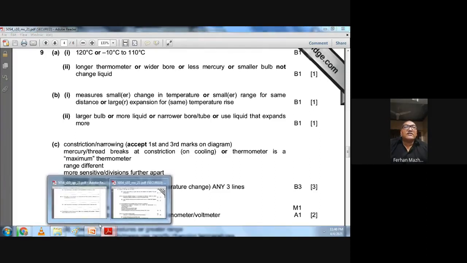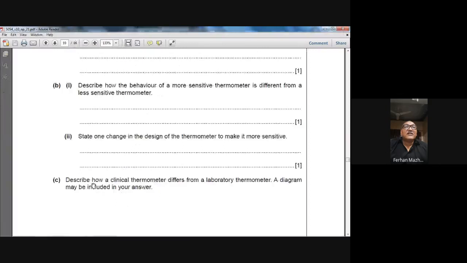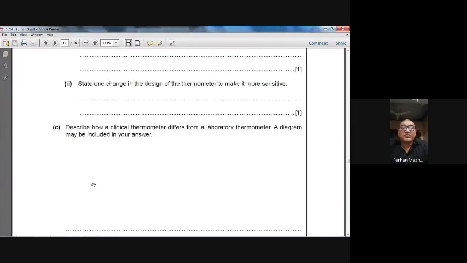Okay, so we are moving to the next part. It says state one change in the design of the thermometer to make it more sensitive. A very, very famous question. If you want the thermometer to be more sensitive, there are a few things which you can do. One is you can make the bore narrow, or decrease the diameter of the bore of this capillary, or you can use a larger amount of the liquid, but here we have to change the design.